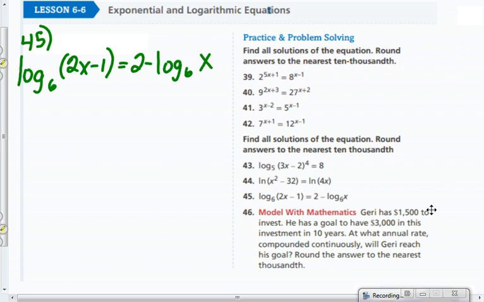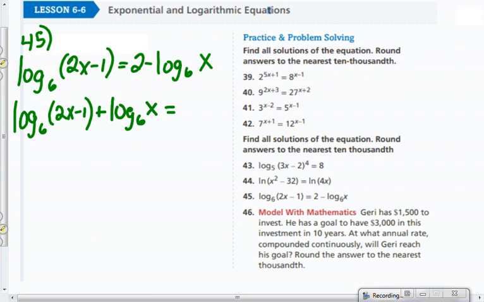Number 45. What you want to do in a problem like this is get your logs together on one side. So you're gathering your logs on one side. So add log x base 6 over to the left, and that's equal to 2.